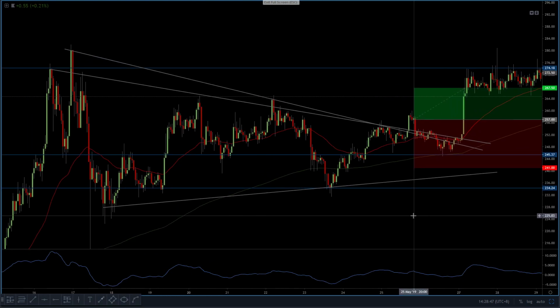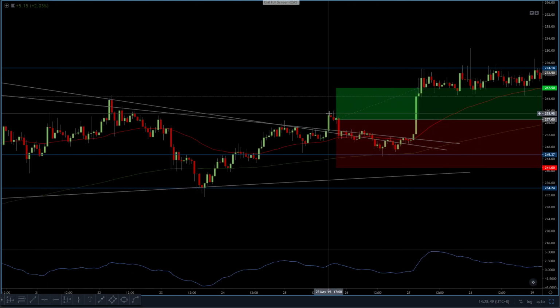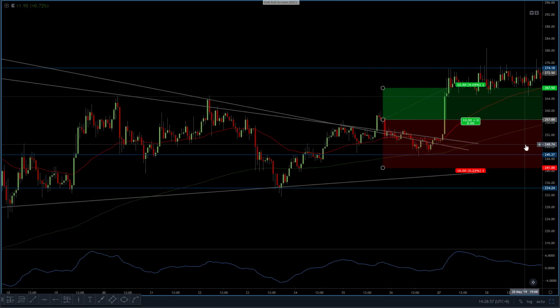Our entry was this candle here. Once it closed, that's a beautiful bullish engulfing candle breaking with momentum to the upside, and that was where we entered there. So I'll just mention our stop loss.